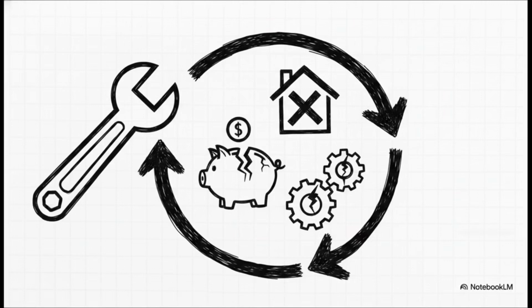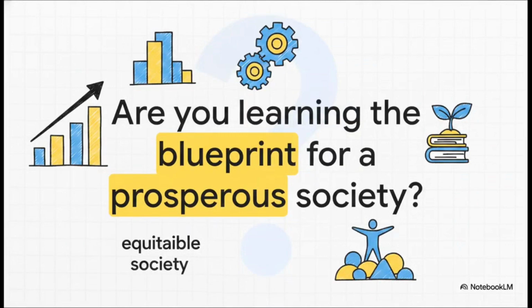And that is exactly why measuring our progress through tools like national income and the Human Development Index is so absolutely critical. You've absolutely crushed the 1-mark challenges today. But I want to leave you with one final provocative thought. The next time you sit down to study this syllabus, ask yourself, are you just memorizing 1-mark answers to pass a test? Or are you actually learning the very blueprint required to build a prosperous, equitable society?